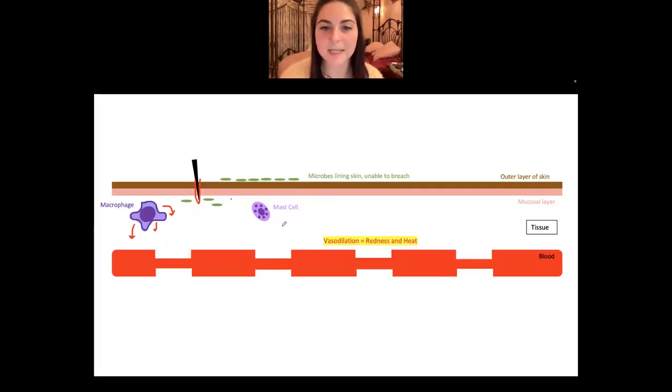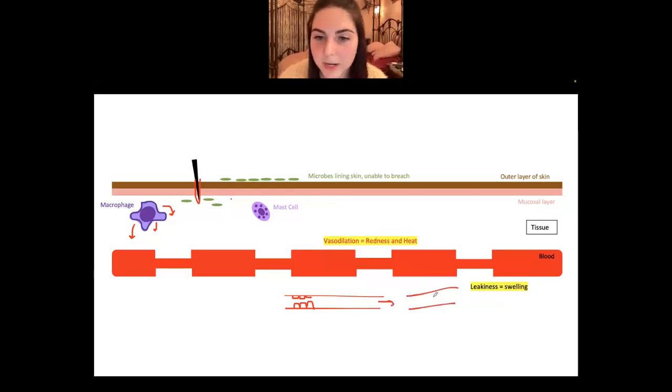The second thing that happens is that these are going to get really leaky. The endothelium, which is in red, so I'm not going to draw it on it, but blood vessels are lined with endothelial cells. They're lined like this, really tightly packed together. When certain cytokines are released, when histamine gets released and these get bigger, the endothelial cells get spread apart a lot more. And this is what leads to the swelling of the inflammatory response.